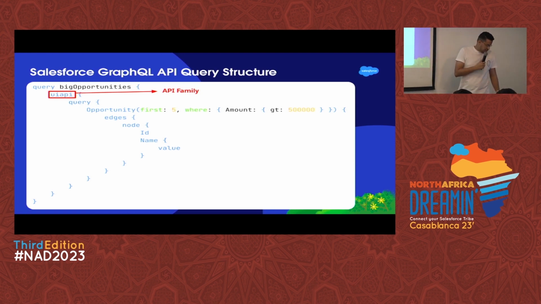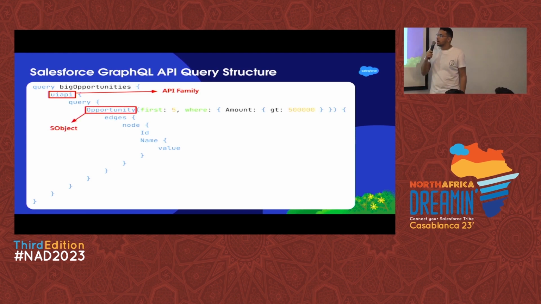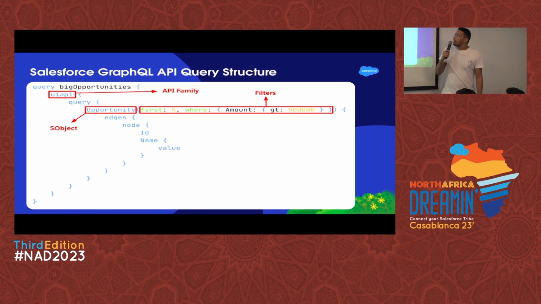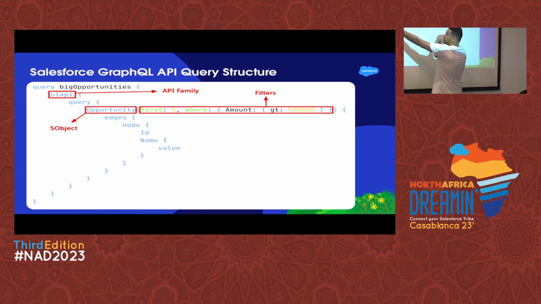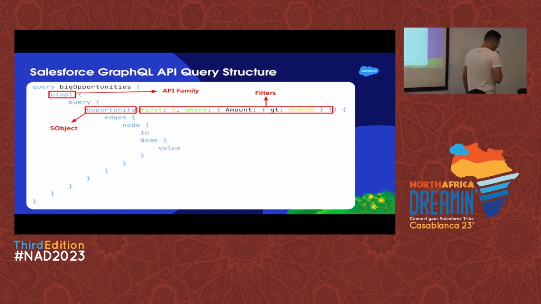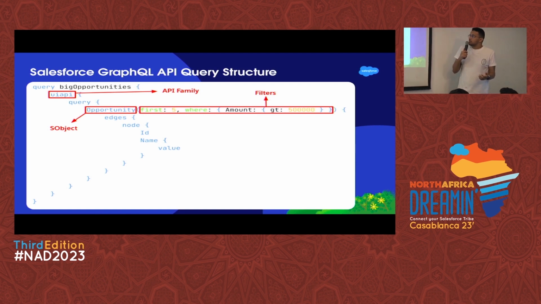Okay. So we specified the UI API family on the second level. This family is the only one exposed in GraphQL. And then the next point is where we find our sObject we want to query on. In this example, we want to query on the opportunity. If I were to query on accounts, I would replace that with accounts. And here we have our filters. If we were to read this: I would like to query on opportunities, I only want the first 5 where the amount of those opportunities is greater than 500,000. So we can write filters inside of our query.